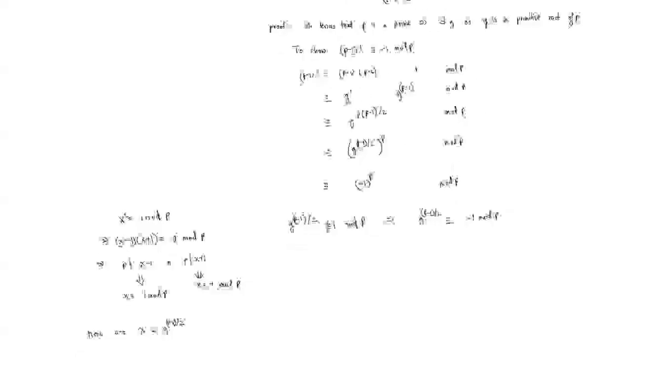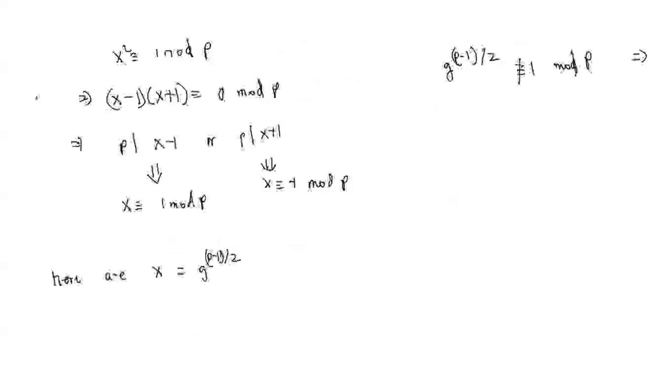Why can x not be 1 mod p? Still confused. x cannot be 1 mod p because of how we define primitive root. g is a primitive root mod p. Okay, (p minus 1) by 2 is smaller than p minus 1. Yeah, that's why. Okay.